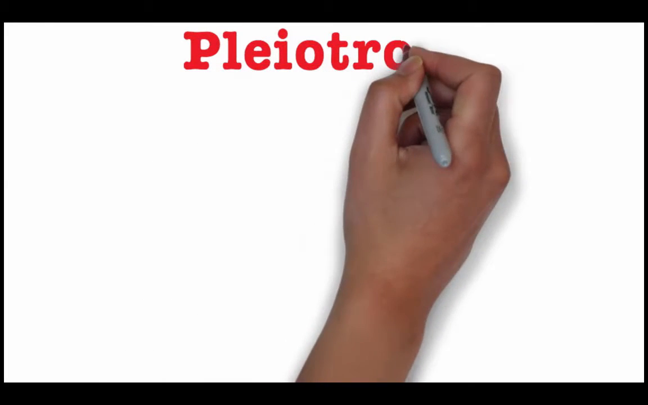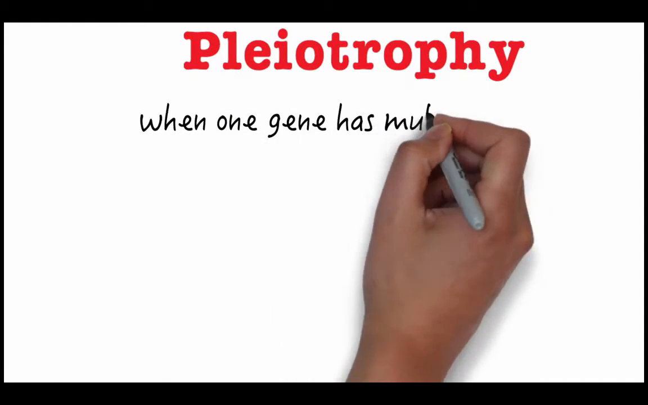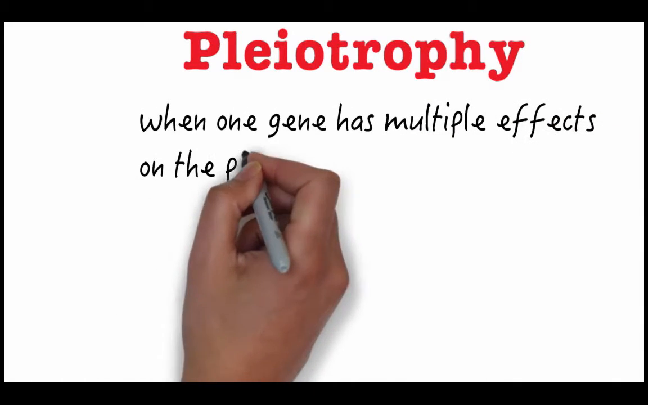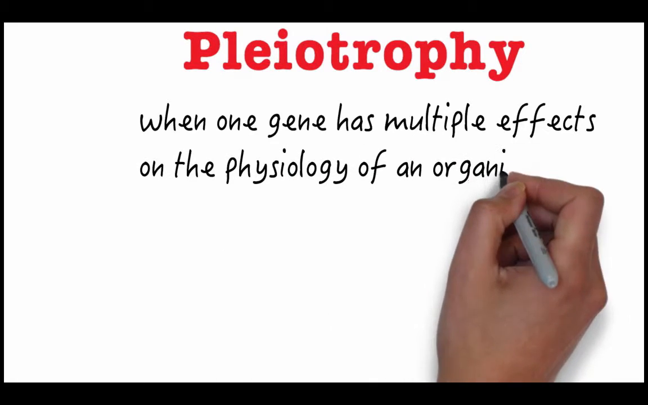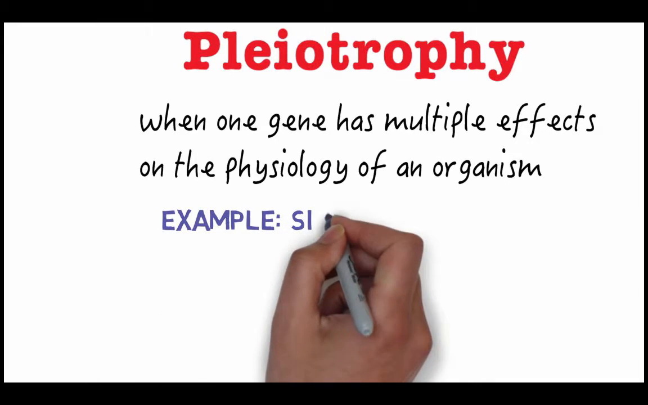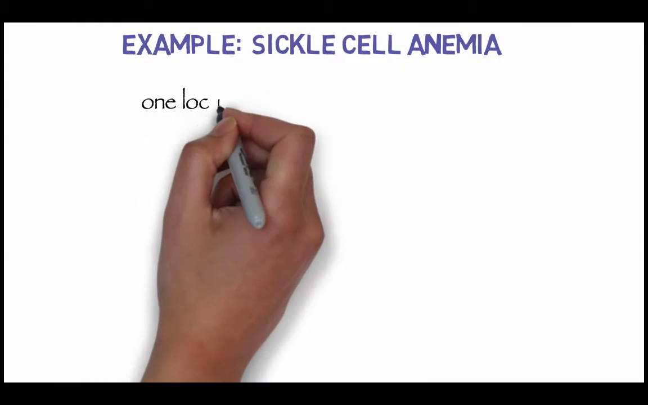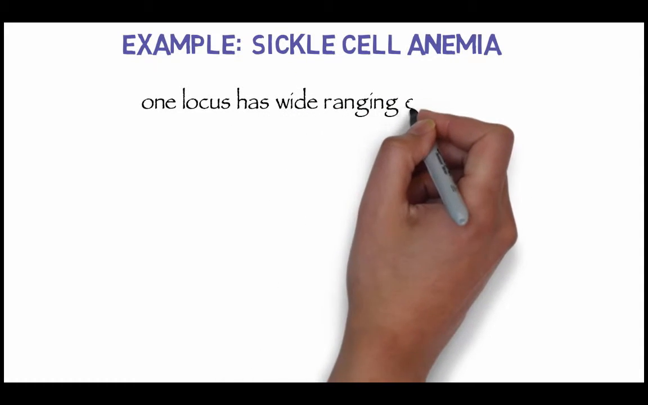Pleiotropy refers to one gene having multiple phenotypic effects on the physiology of an organism. One example of this is sickle cell anemia. One locus has wide-ranging effects on the physiology of the entire organism.